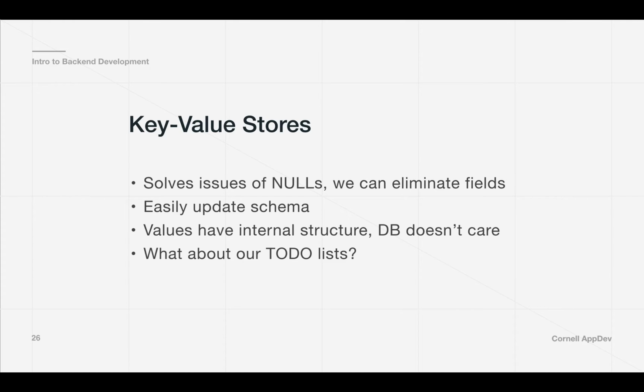The values have internal structure that the database doesn't care about. And then, for example, in our to-do lists, we can actually store those as a key value store. Even though it might not seem very intuitive, whenever we're looking at a task that we have to complete, we're always querying by ID. So it's like we have a key, which is the ID, and then we query everything based on that, right? Sort of how we did it in our original P1 where we had a global variable, you can think about it in the same way.